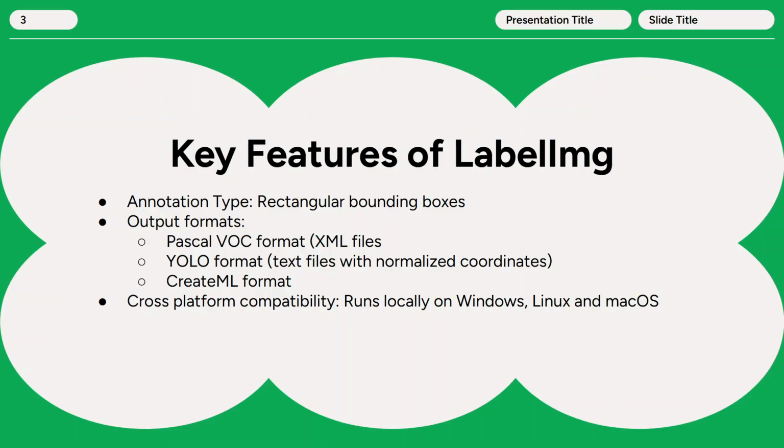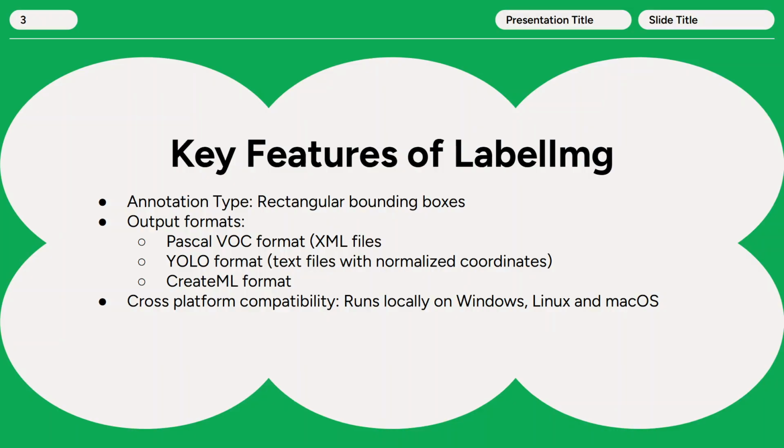Before we dive into the practical aspects, let's see what the key features of LabelImg are. It is a simple and free tool, as I said earlier. The annotation type is just rectangular bounding boxes. There are advanced annotation tools where you can create polygons and various complex shapes, but LabelImg uses a very basic rectangular bounding box.